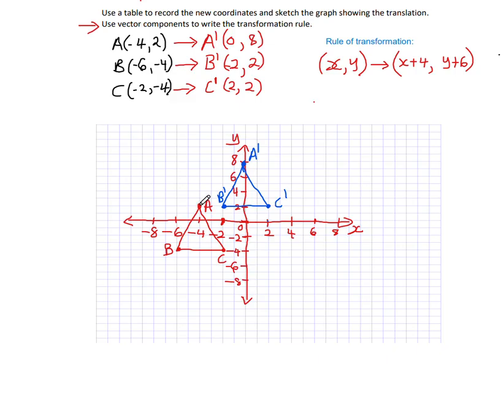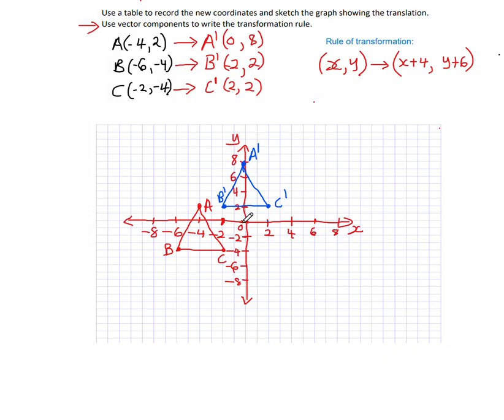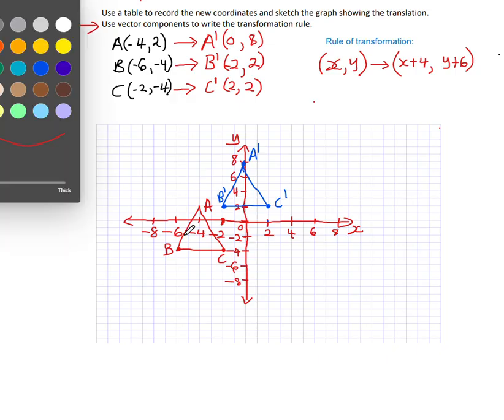pre-image. I'm going to draw one line connecting either A to A prime or B to B prime or C to C prime, showing the vector that was used to carry out the transformation. So I can either draw a vector from A to A prime or B to B prime or C to C prime, showing the direction of transformation and also the magnitude of the transformation. So I'm going to connect here A to A prime, or you could have connected B to B prime or C to C prime as I said.